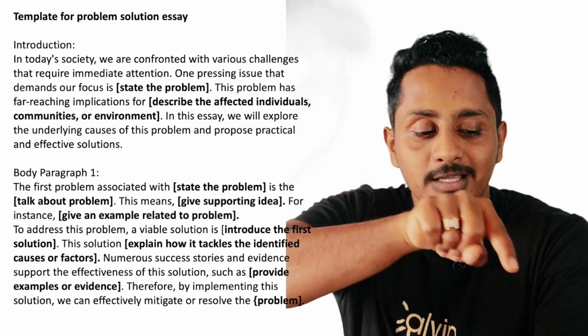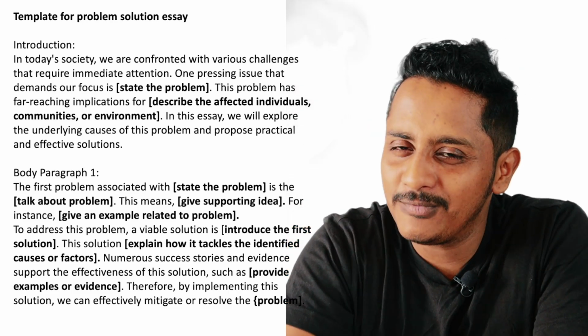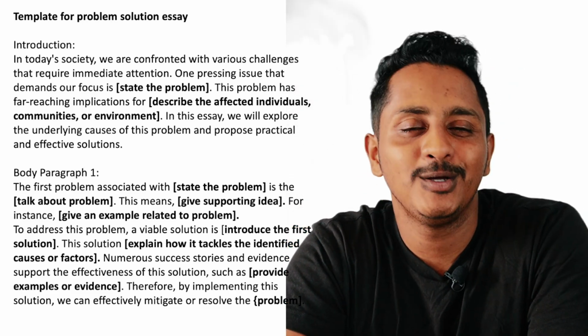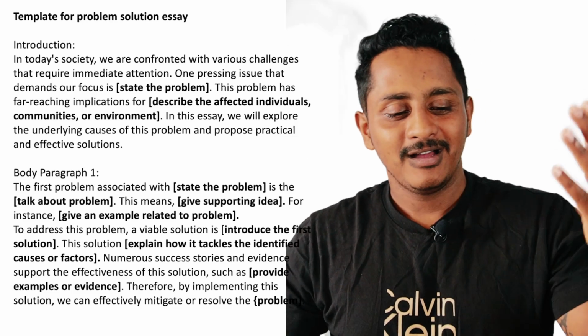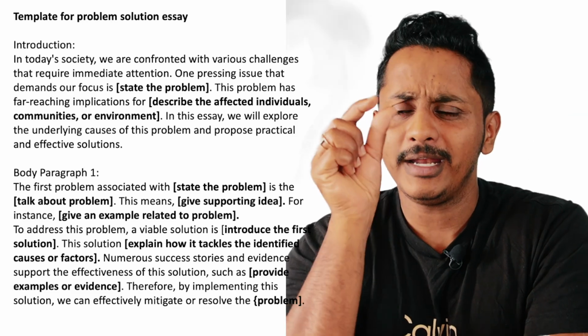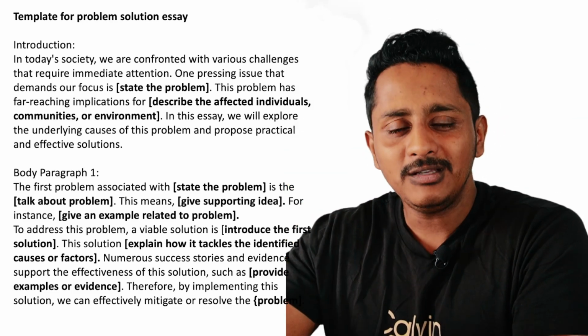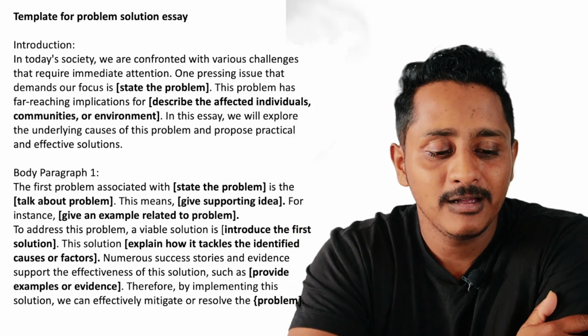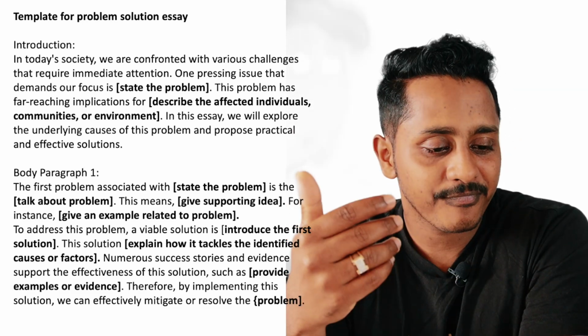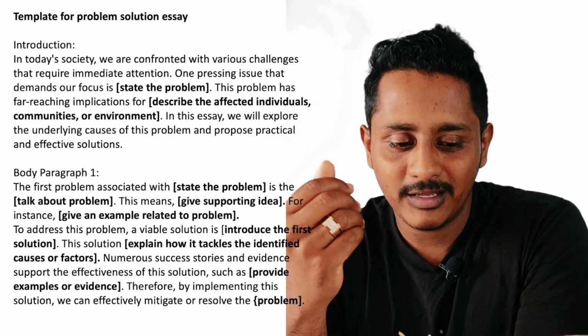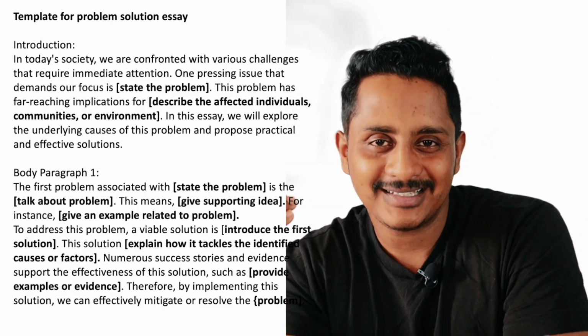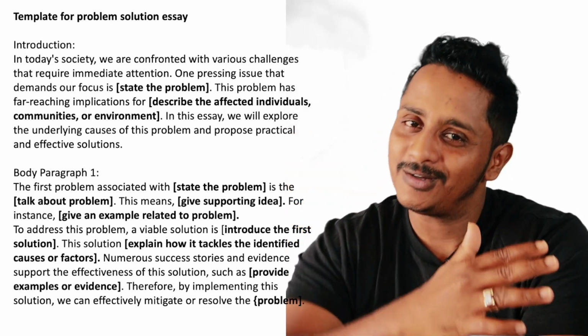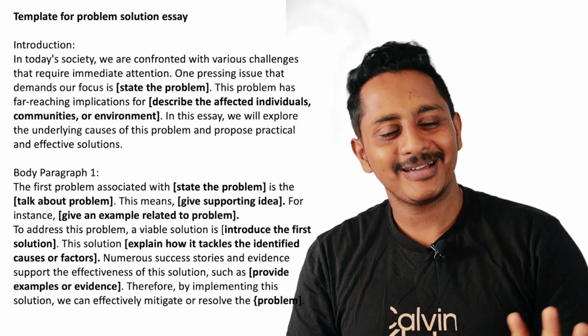Next, to address this problem, I exactly need the same word, not the problem, this problem, for coherence and cohesion, marks go up. A viable solution is, write a solution. This is because, this means, this implies, or whatever here you can say, this solution, explain how it tackles. You can write an example if you wish, otherwise not required, because already the paragraph is lengthy.